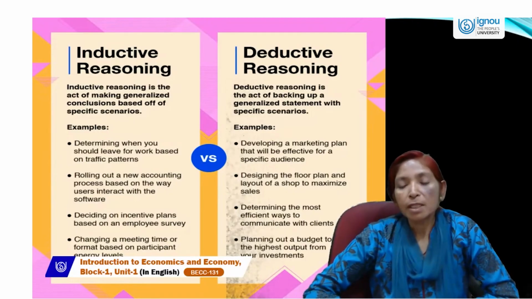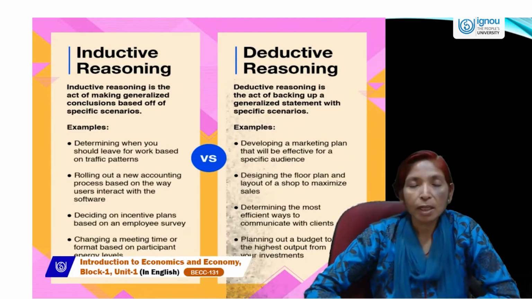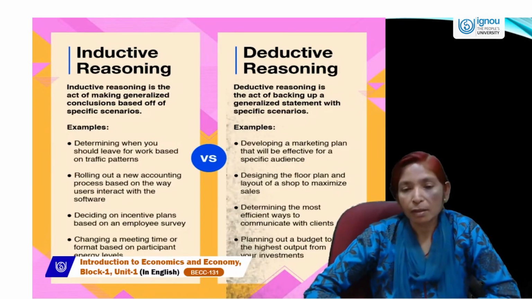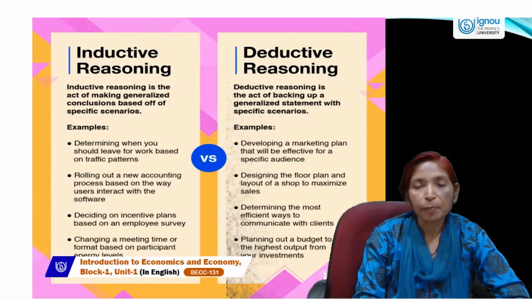Planning out a budget to get the highest output from your investment is specific, and planning out a budget is general. So, if we move from general to specific, that is deductive reasoning.